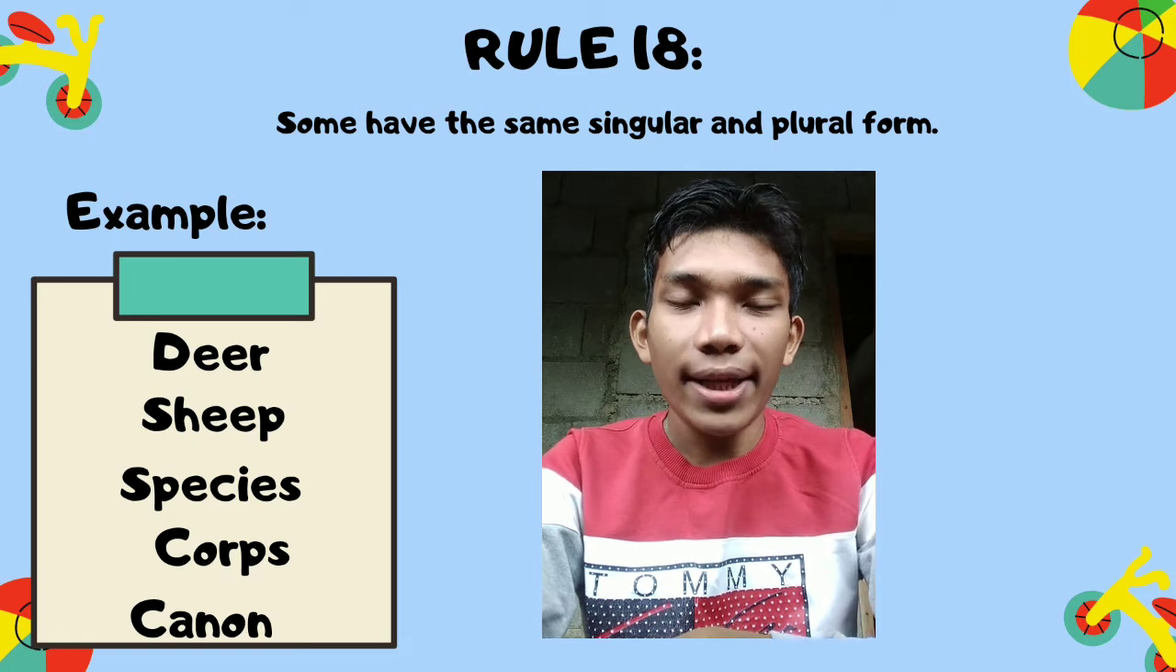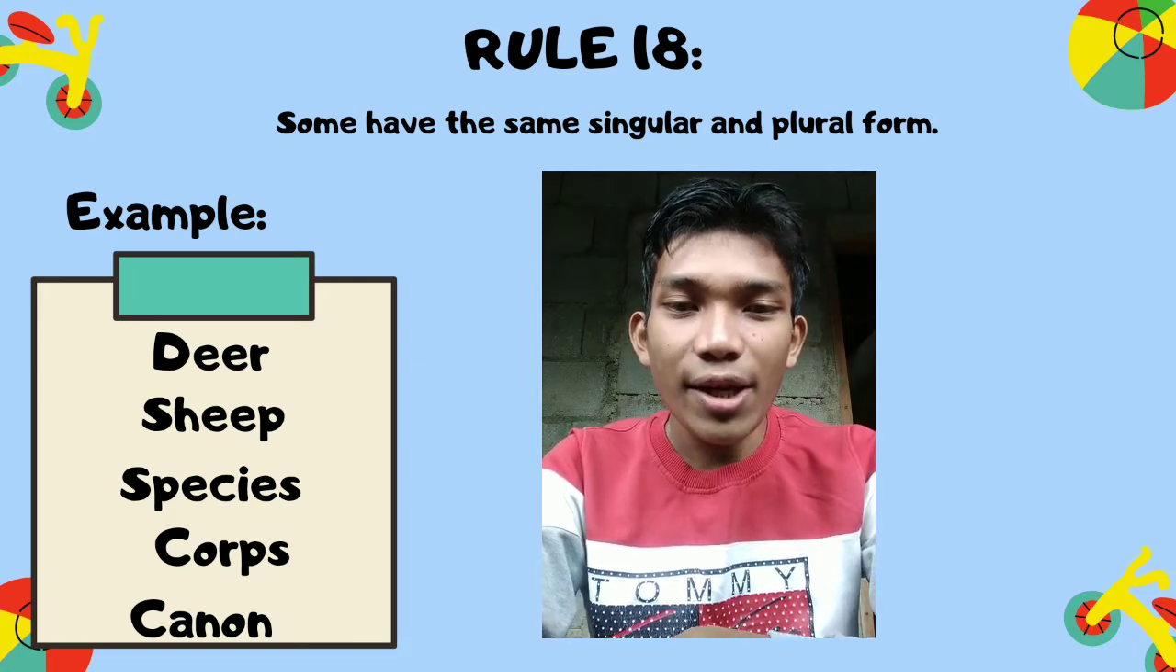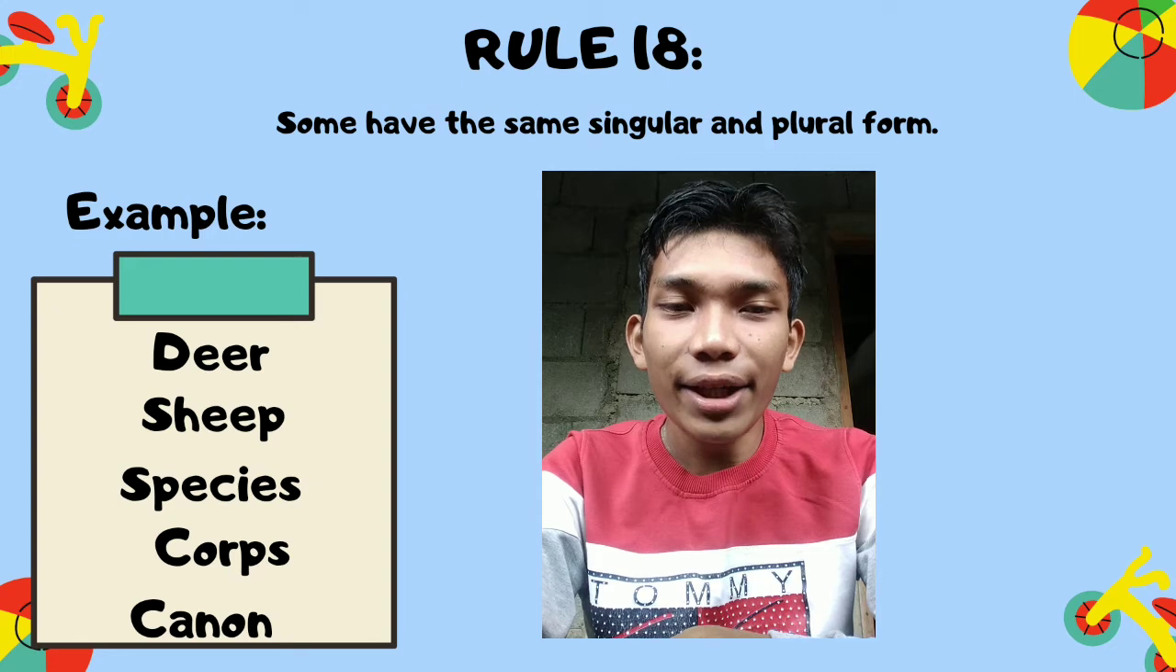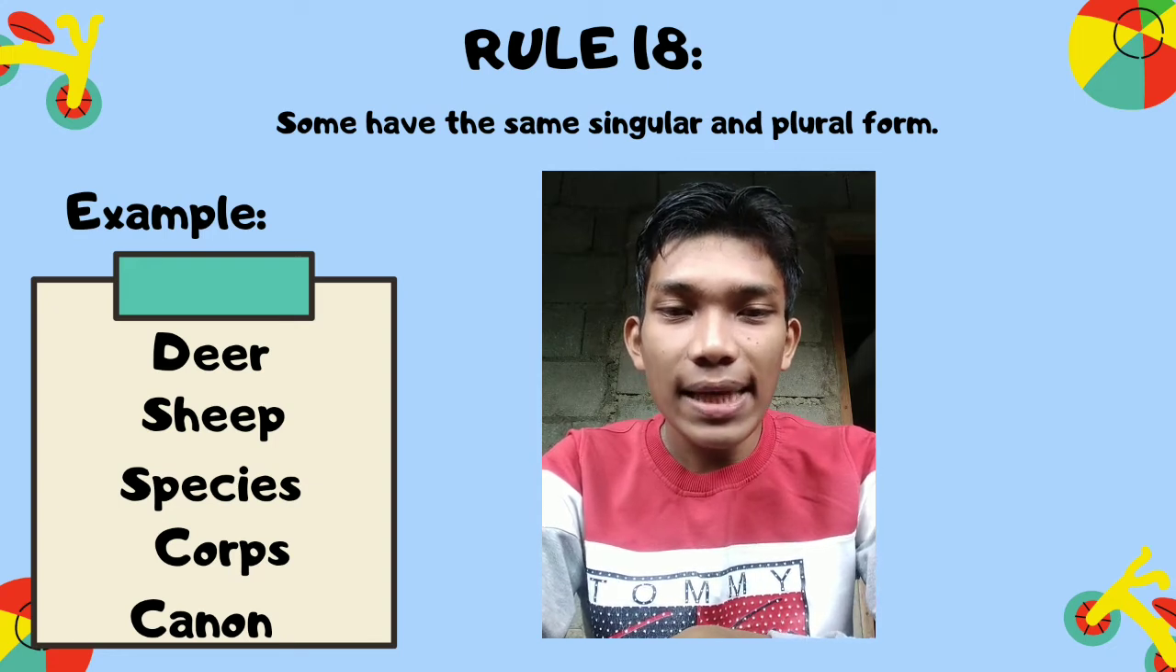Rule number 18. Some have the same singular and plural form. For example, deer, sheep, species, corpse, and canon.